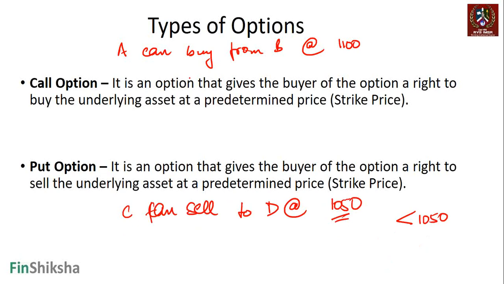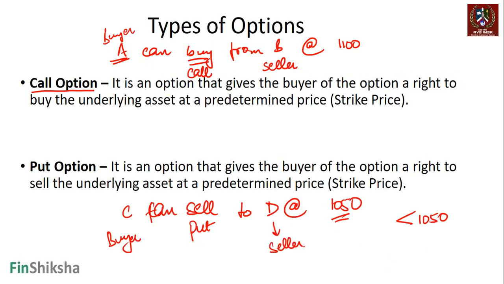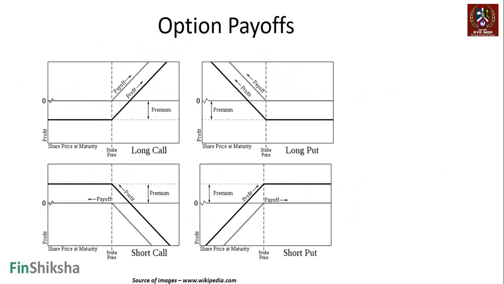In this case, because A can buy, A can call from B, this is known as a call option. So A is the buyer, B is the seller of the call option. In this case, C can sell or C can put the stock to D. So C is the buyer of the put option and D is the seller of the put option, right? We also remember that the payoffs would appear something like this, right?